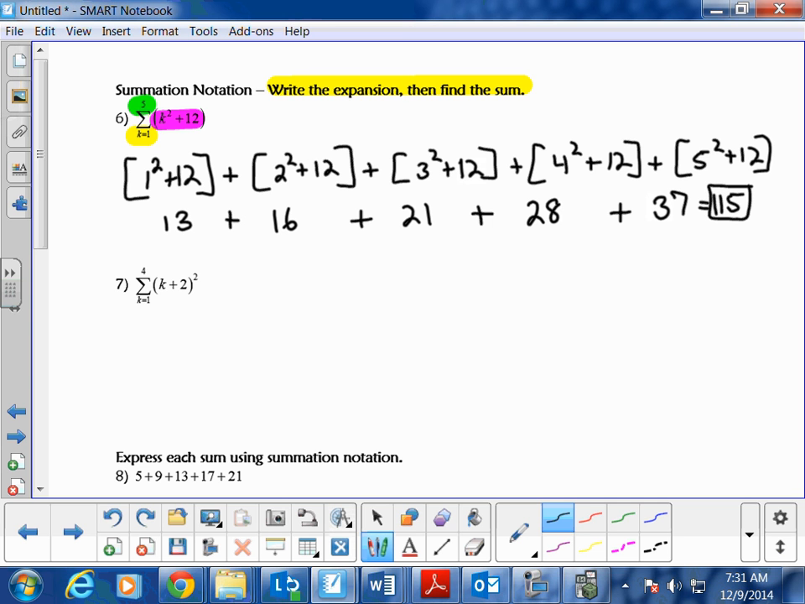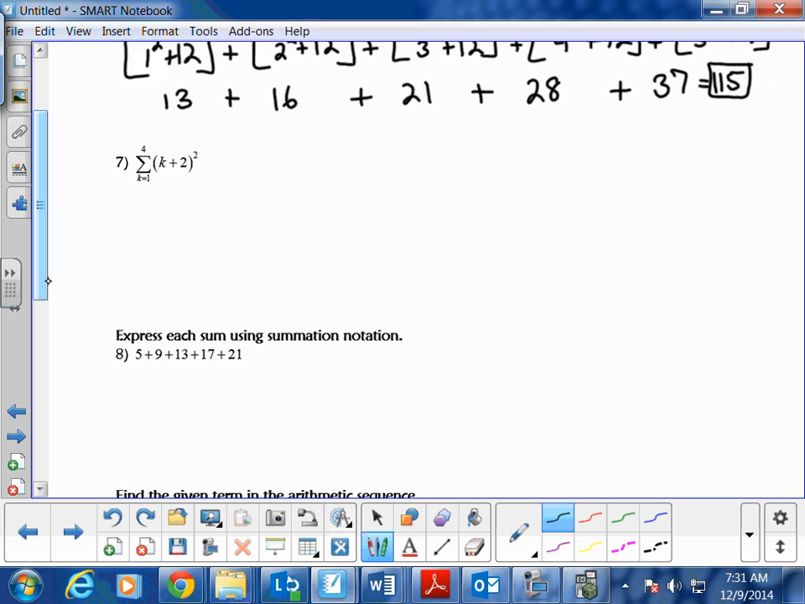Which means that this is the answer. So the summation of this, 115. That's what it comes out to. Now we're going to do the same thing with question 7. I am running a little bit short on time, so I'm going to skip question 7, but you're going to do the exact same thing as what we did on top. Expand and do the same thing.